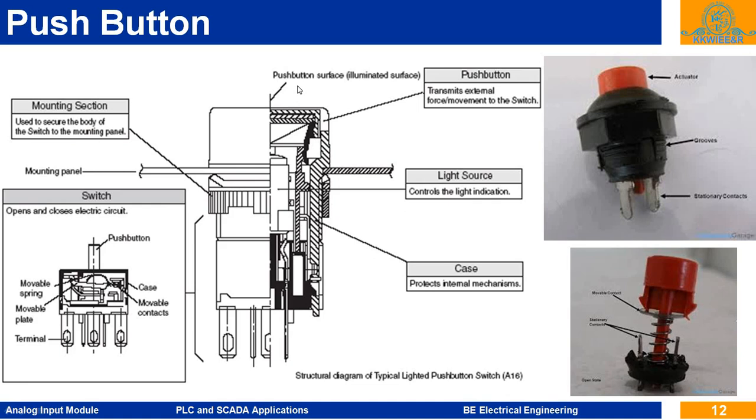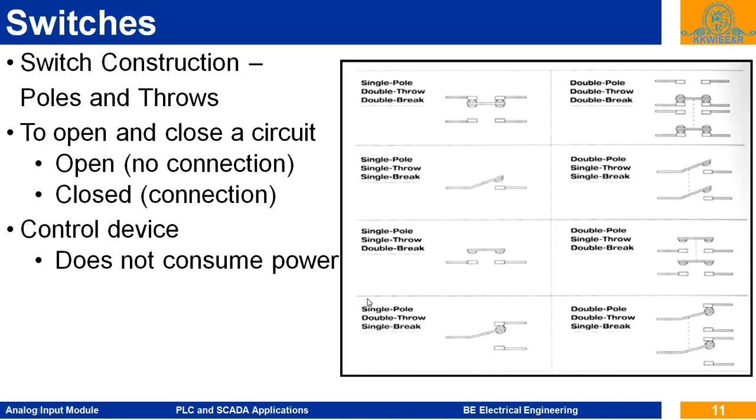Then this is the front surface. The push button transmits external force or movement to the switch, so this is called the actuator. When we press this red portion, it will move inside, and it will operate this switch. By using this spring, when we apply the force, the switch gets operated.